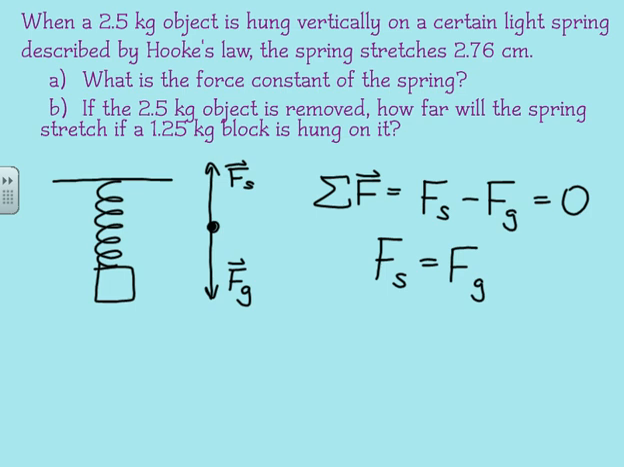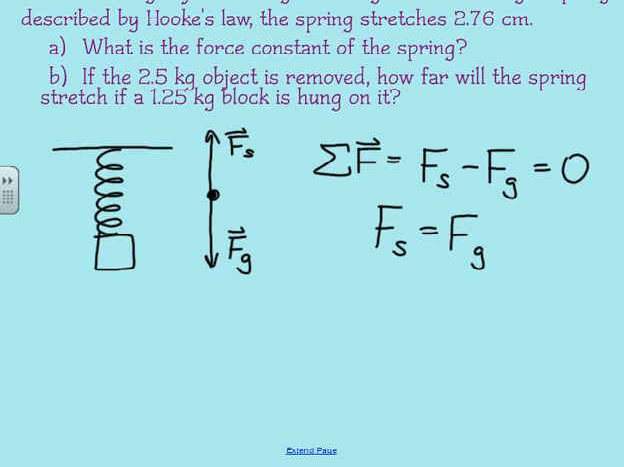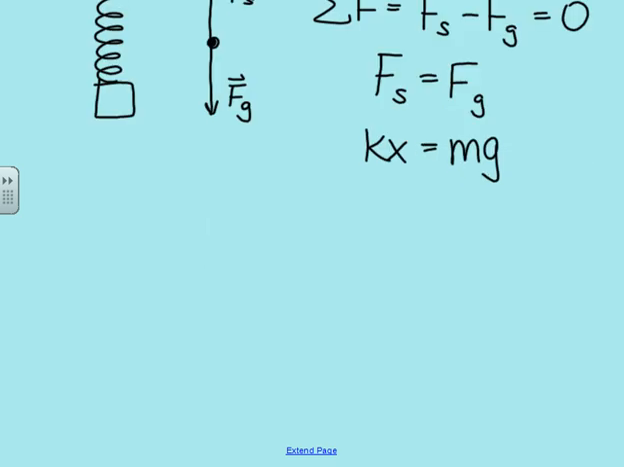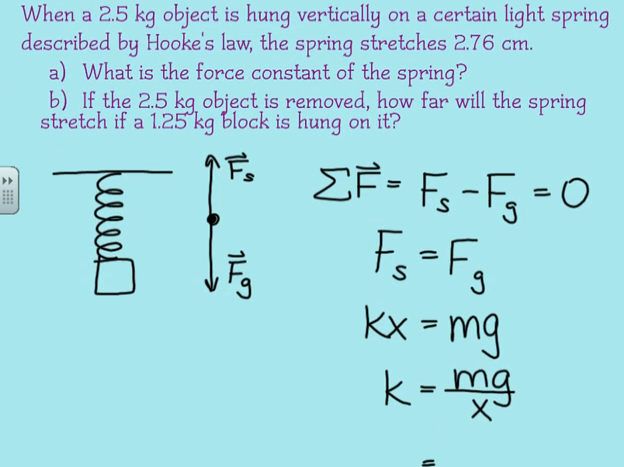Now remember, when we don't have vector symbols on force equations, we don't plug in negative numbers. That means that when I plug in the equation for Fs, I leave off the negative sign. No negatives are allowed when we only have magnitudes. So kx equals mg. That means that k, the spring constant, is equal to mg divided by x. The mass of this object is 2.5 kilograms. g is 9.8 meters per second squared. x is given to us as 2.76 centimeters.